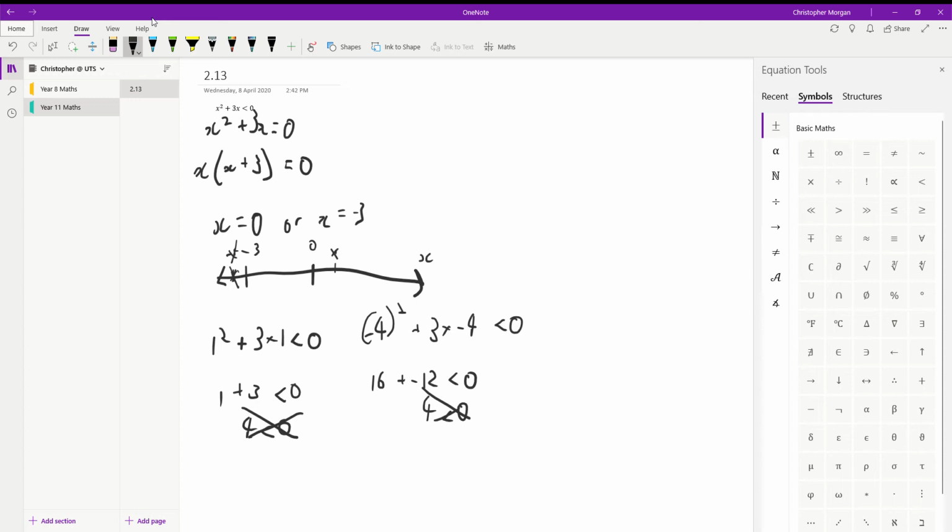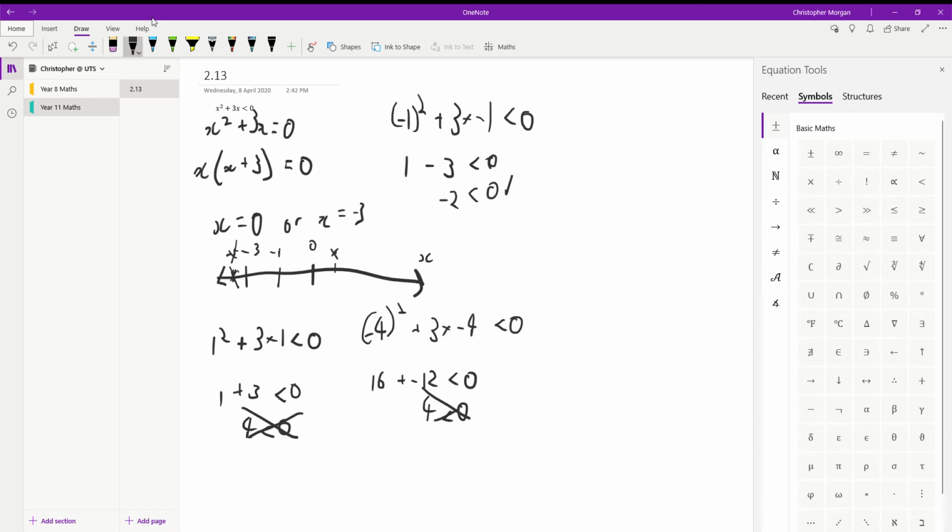So what's the one place we haven't tried yet? Well, that is, in fact, inside. So let's pick a number in here. We can just pick the number -1. So let's try putting -1 in. We have -1 all squared plus 3 times -1. And is that less than 0? Well, we have 1 minus 3. Is that less than 0? Well, -2 is less than 0. So we found our solution.